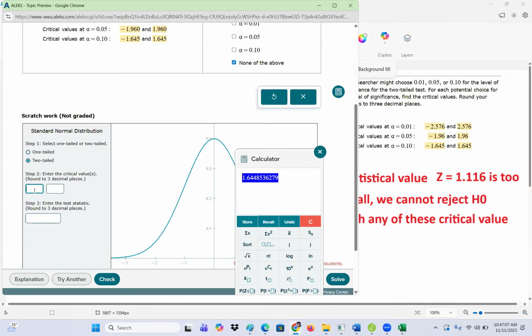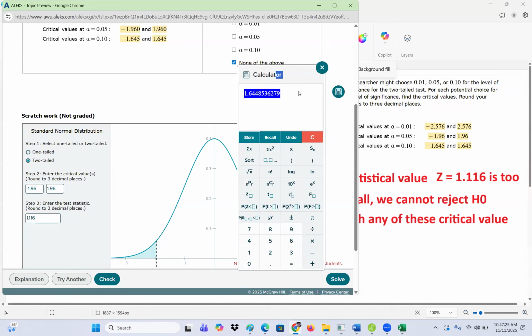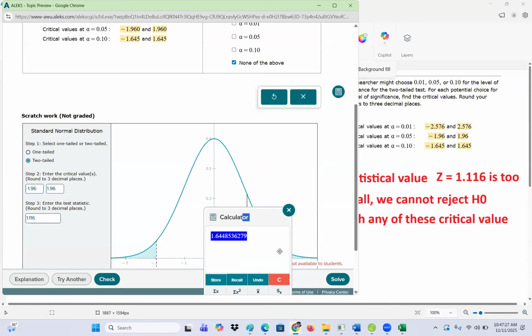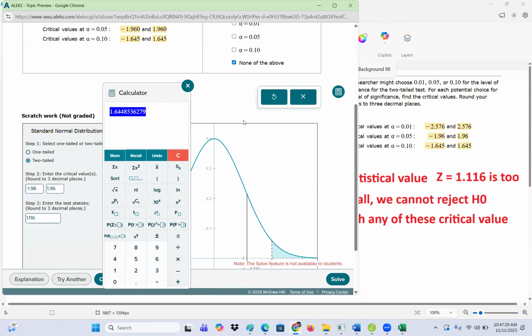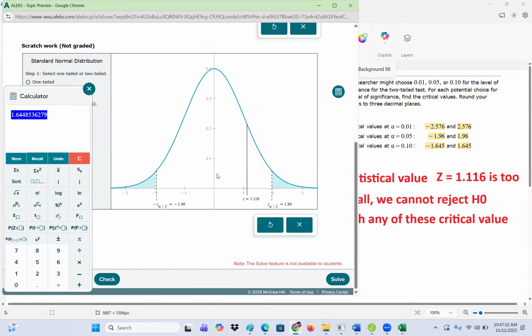For the two tail, we just want to test on it. Maybe one tail; for two tail it would be negative 1.96 to positive 1.96. And then we test on the 1.116. So there's no way that we're going to reject the null hypothesis, because the statistic right here is still staying inside of the null hypothesis region. So there's no way we can do that.